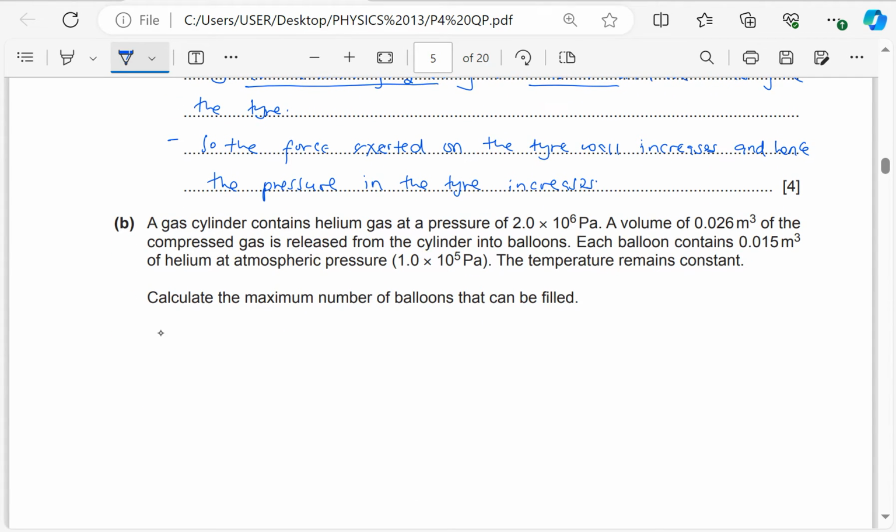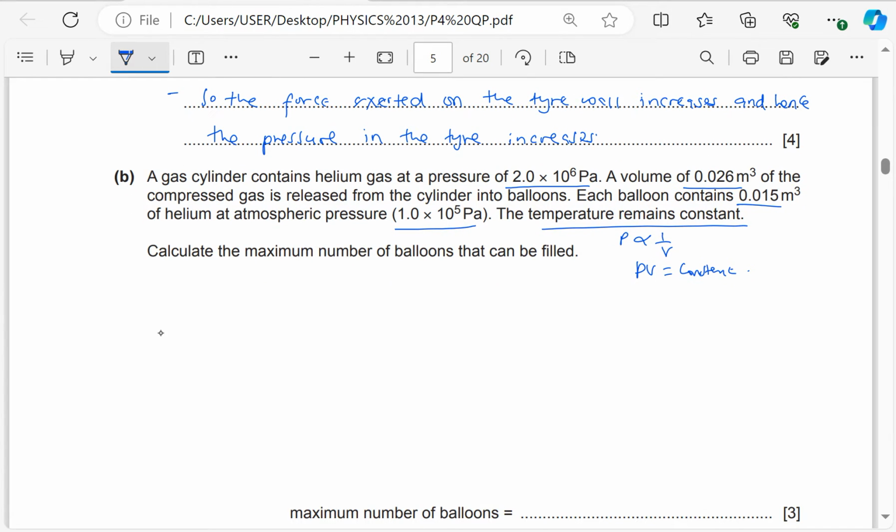A gas cylinder contains helium gas at a pressure of 2 times 10 to the power of 6. A volume of 0.026 meters cubed of the compressed gas is released from the cylinder into balloons. Each balloon contains 0.015 meters cubed of helium at a pressure of 1.0 times 10 to the power of 5 pascals. The temperature remains constant. If the temperature remains constant, then it means P is inversely proportional to V, or PV is equal to a constant. Calculate the maximum number of balloons that can be filled.